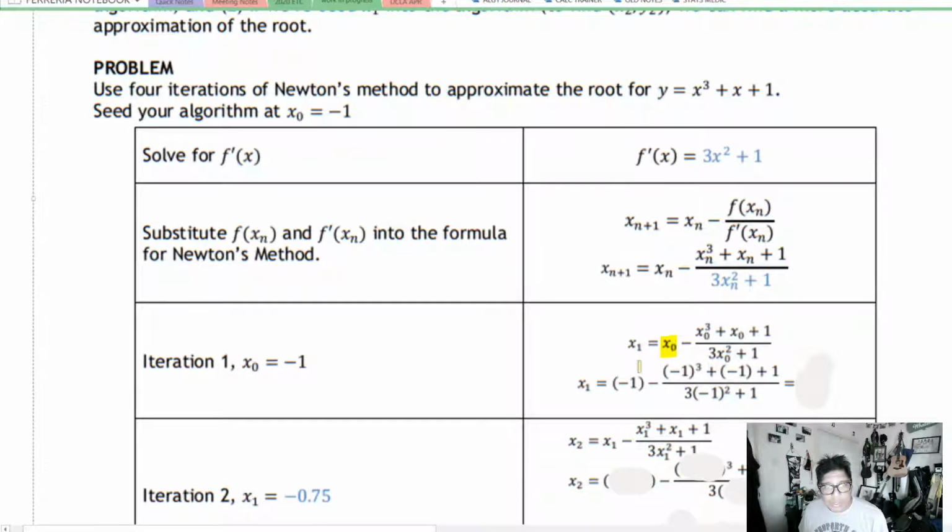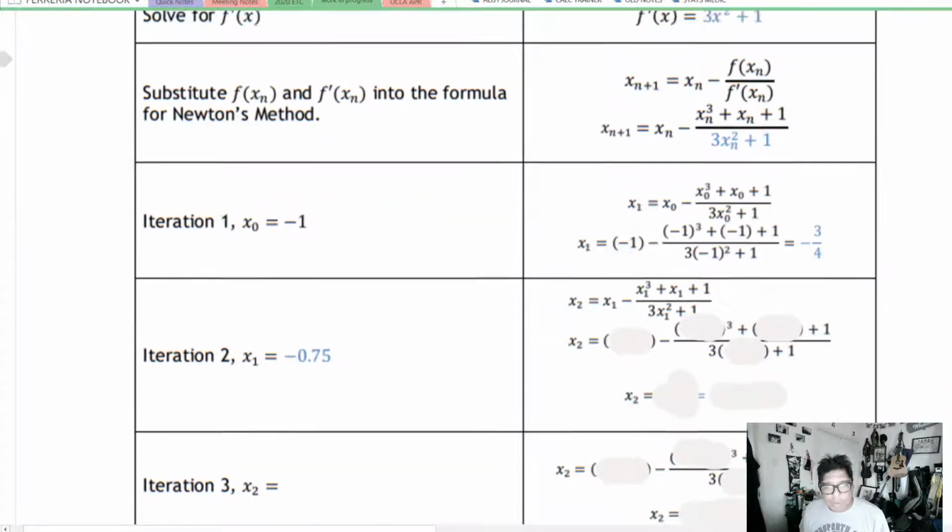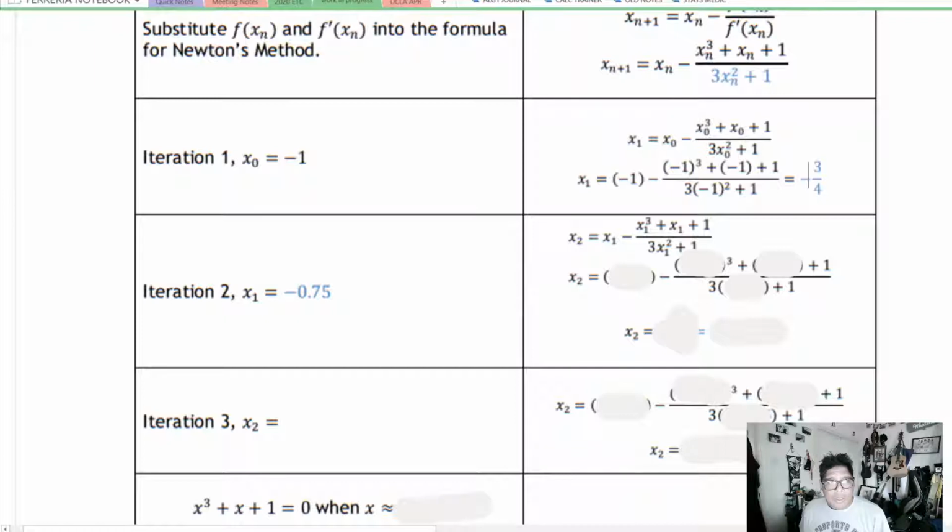So here's an x naught, substitute a -1. Here's an x naught, substitute a -1. Here's another one, substitute a -1. Here's the last one, substitute a -1. And when you evaluate that, you'll get a better approximation of the root. You're going to get -3 over 4. So what are we going to do?